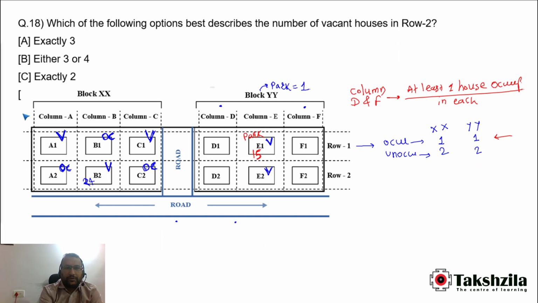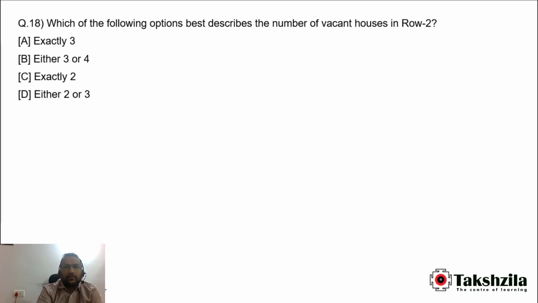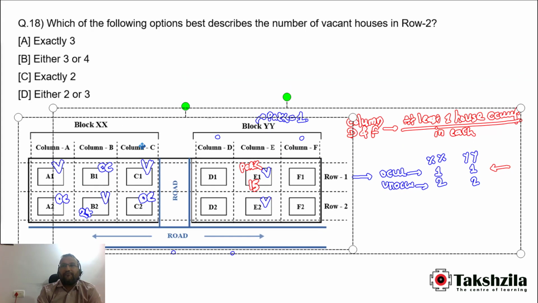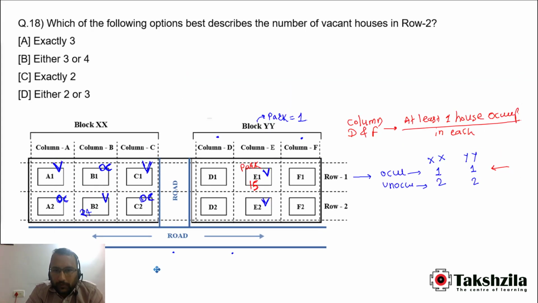After this, question number 18. Let's have a look at it. Which of the following options best describes the number of vacant houses in row 2? The number of vacant houses in block XX row 2 is already fixed. That is, one house is vacant over here. In block YY, one house is definitely vacant. Now we need to check for D2 and F2. So let's have a look at it.